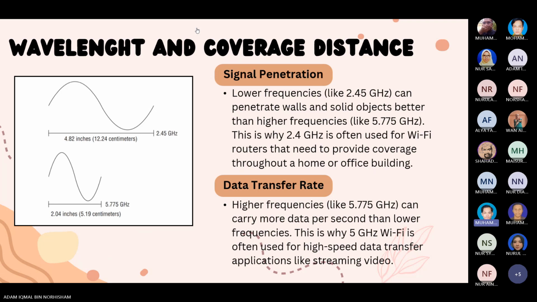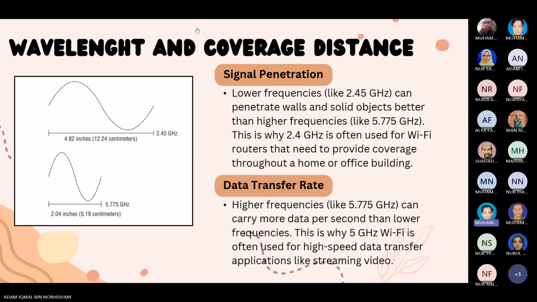Okay, untuk wavelength and coverage distance. Dari segi coverage, ada dua aspek, satu signal penetration dengan satu data transfer rate. Untuk signal penetration ni, frekuensi yang rendah boleh penetrate walls ataupun dinding atau pepejal, better daripada higher frequency. Kalau kita guna wifi dan kita nak dapatkan coverage untuk satu bangunan, rumah atau pejabat, biasanya kita akan pilih 2.45 GHz, sebab dia low frequency. So low frequency dia boleh penetrate walls, lebih better daripada high frequencies.